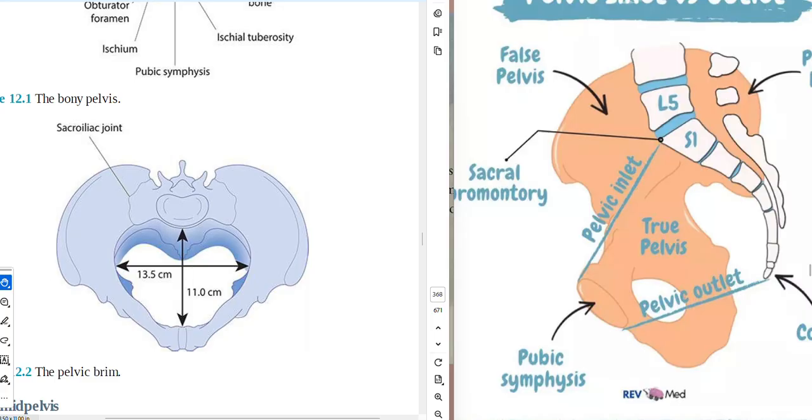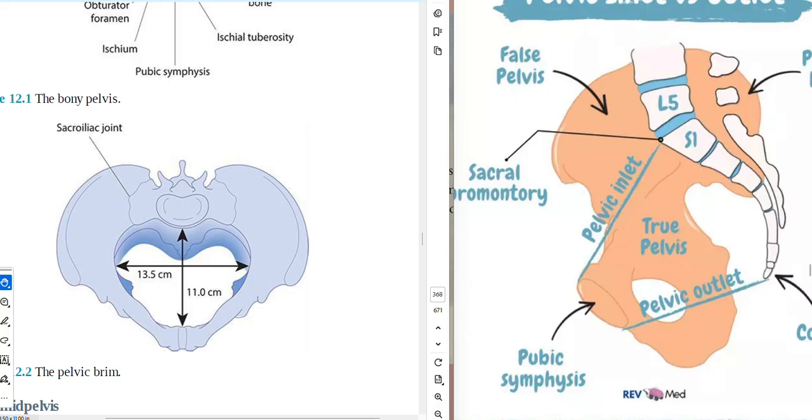So the transverse diameter, the widest measurement, is 13.5 and the anterior posterior is 11 centimeters. Therefore, the pelvis is wider sideways than front to back. So that's why the fetal head enters transversely. Why does the fetal head enter transversely?